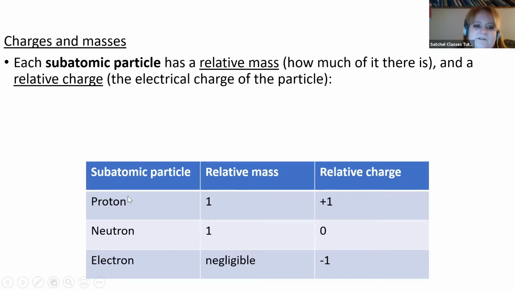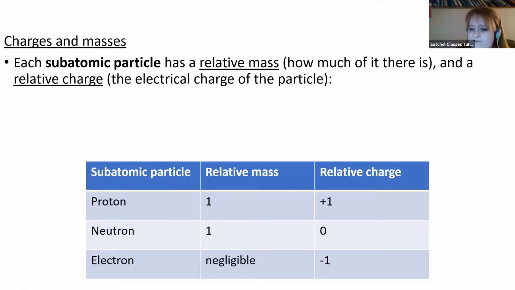So we've chosen the proton to be our base, so that's 1. Neutron, same mass, 1. Electron, much smaller, sometimes known as being negligible. It means it's so small you don't really use it in chemistry. It's not really used when you calculate anything, so we don't have to worry about it too much.